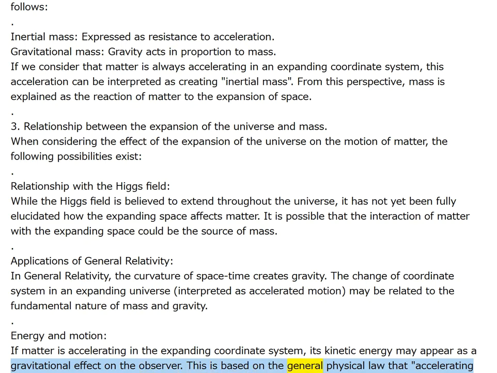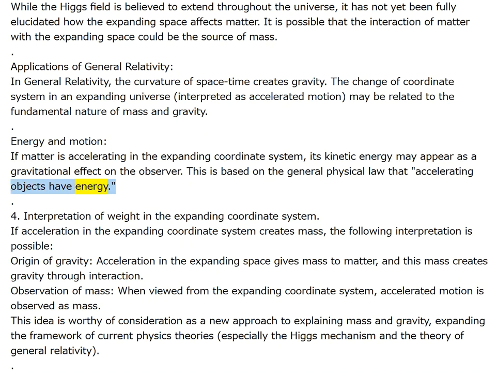This is based on the general physical law that accelerating objects have energy. 4. Interpretation of weight in the expanding coordinate system. If acceleration in the expanding coordinate system creates mass, the following interpretation is possible. Origin of gravity. Acceleration in the expanding space gives mass to matter, and this mass creates gravity through interaction.